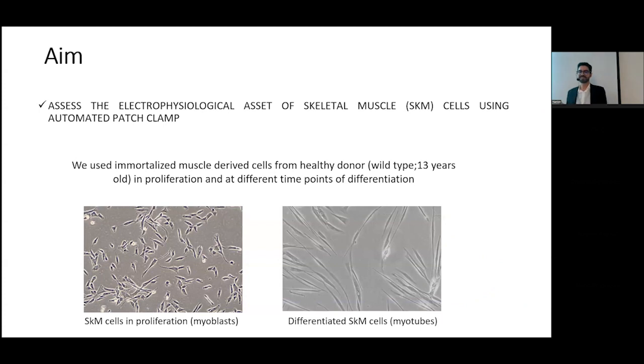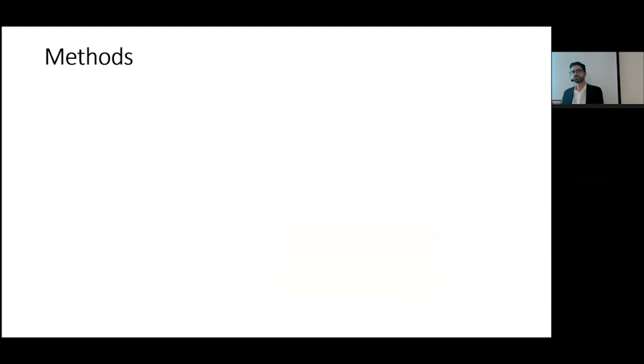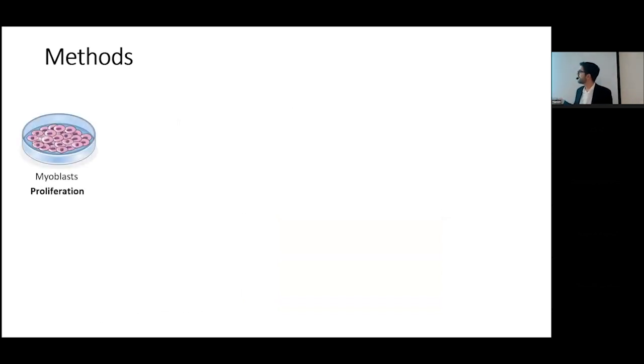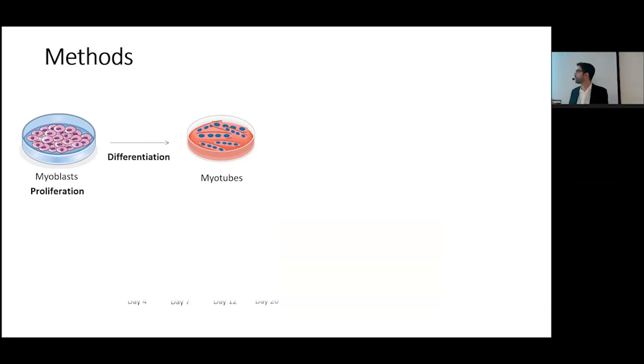So our aim was to assess the electrophysiological properties of skeletal muscle cells using automated patch clamp, and we used immortalized muscle-derived cells from healthy donors in proliferation on your left and in differentiation. About the methods, we cultured the skeletal muscle cells in proliferation, thus obtaining myoblasts. Then we started the differentiation by changing the media, and we obtained myotubes, which are elongated and multinucleated cells, at different time points: day 4, day 7, day 12, and day 20.